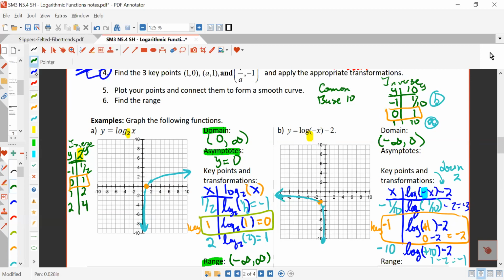Asymptotes, default asymptote. Oh, I have an arrow over there. I can see it. Should be x equals 0, y-axis. Or maybe you just say y-axis. Maybe the equation is stressing you out. So I would also accept, hey, my asymptote is y-axis here. Okay. X equals 0.